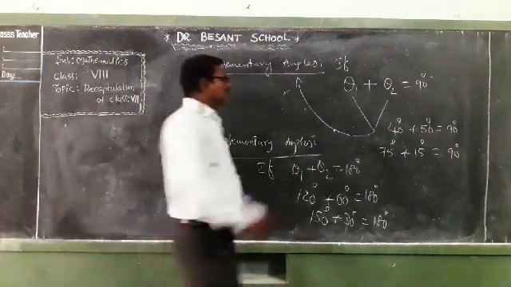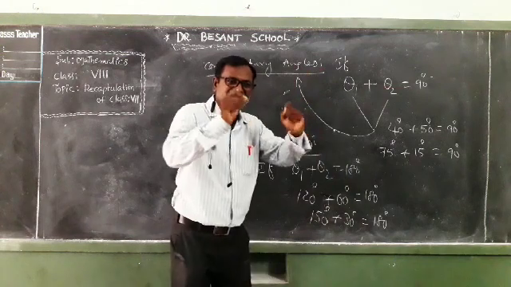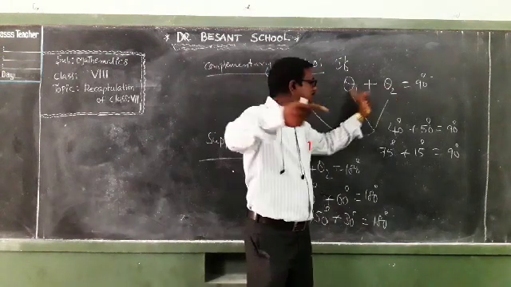Now see, two angles are complementary and both must be equal. Can you say what is the measure of each angle? Two angles are complementary and both must be equal.